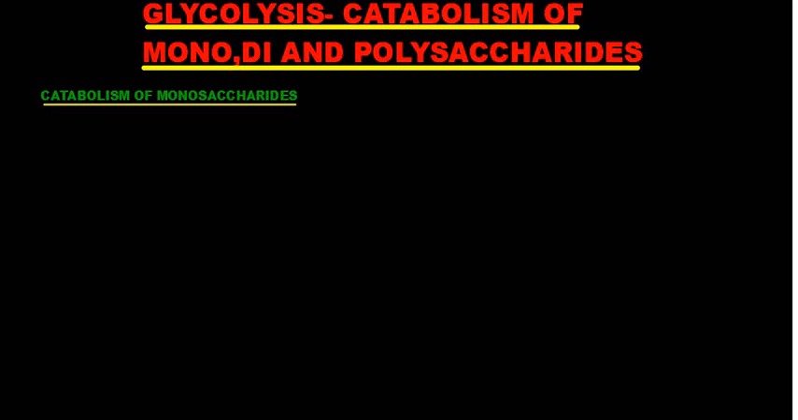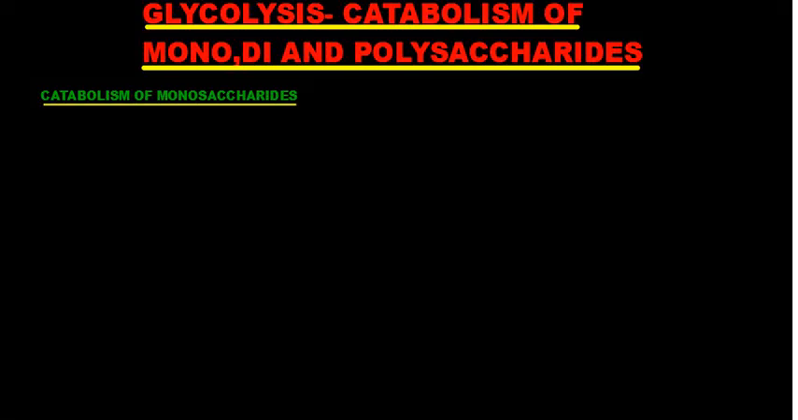So this is biochemistry or chemistry 3111. In this video we are going to talk about glycolysis, the metabolism of monosaccharides, disaccharides and the polysaccharides. Specifically for this introduction, we are going to talk about catabolism of monosaccharides. How are these monosaccharides broken down exactly? So let's dive into that.